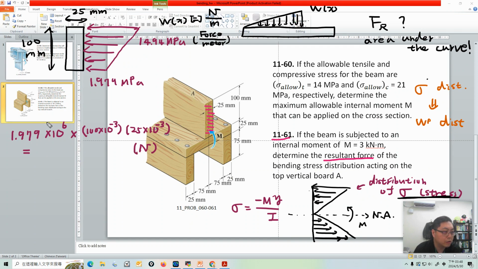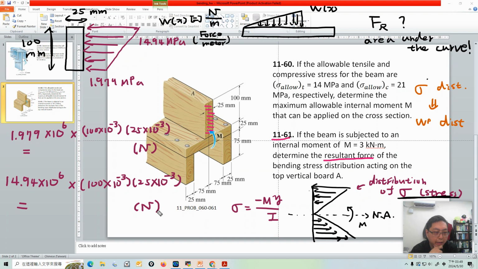The same thing for the bottom and the top, 14.94 times 10 to the power 6. You multiply by the area, and you will have a force. But be careful when we calculate the resultant force.